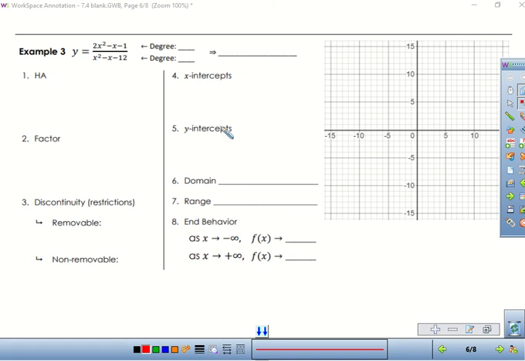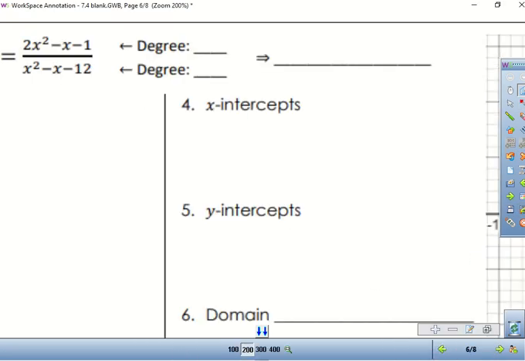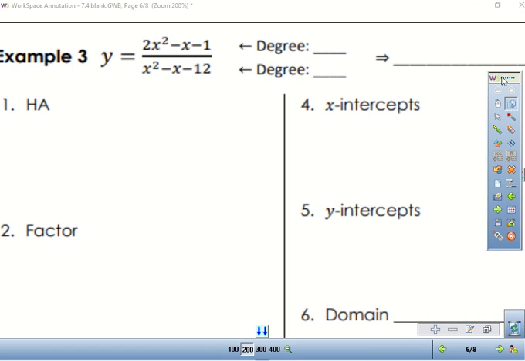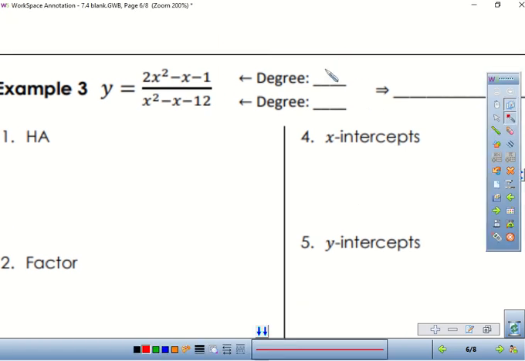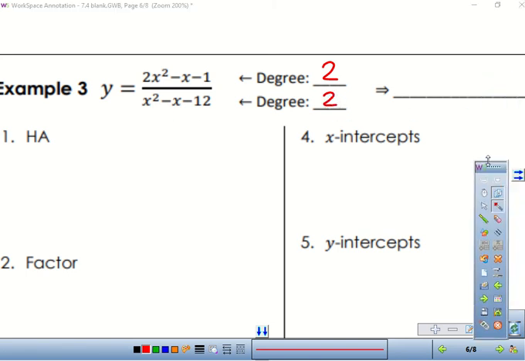So, the question says, we have this equation, and we have to determine its degree. If we zoom in here, what's the degree of the numerator here? Good. The degree is 2, the highest exponential power. And what's the degree of the denominator? 2. Good. And 2 over 2, that means that the degrees are the same.